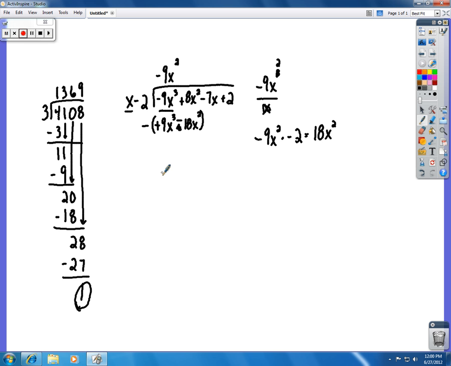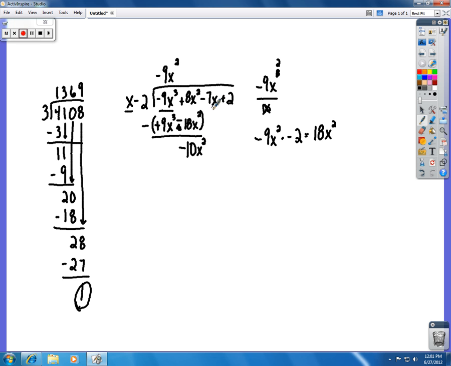Whatever you prefer to do. So again, what should happen is that these first terms should cancel each other out. So the only real math you should have to do is this right here. So if we're looking at positive 8x squared minus 18x squared, that will of course give us negative 10x squared.